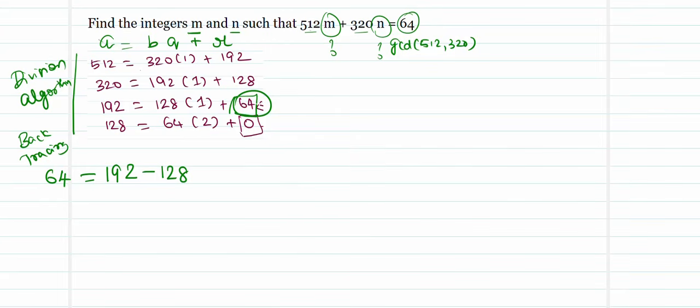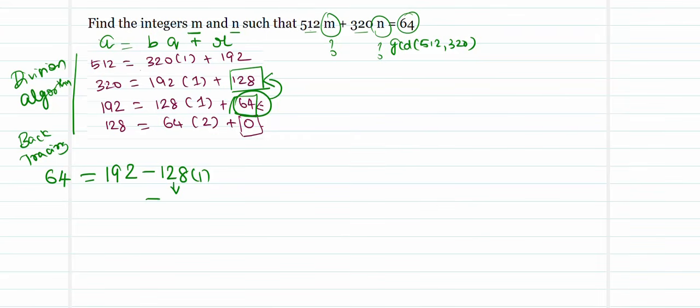Now this remainder has been expressed. Now move on one more step. What is the next step? I need to replace the next remainder, 128. Where is the next remainder 128? Here. I need to replace it by the quantities to the left. How can I express this 128?